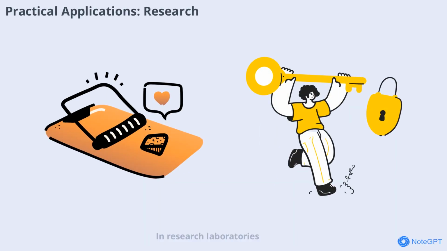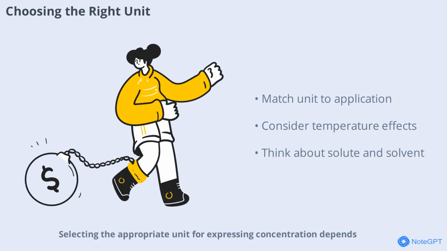In research laboratories, scientists use various concentration units depending on the experiment. Molarity is often used in chemical reactions, while mole fraction is important in physical chemistry studies. Accurate concentration measurements are essential for reproducible and reliable results. Selecting the appropriate unit for expressing concentration depends on the nature of the solute and solvent, the purpose of the solution, and the conditions under which it will be used. For example, use mass percentage for solid mixtures, volume percentage for liquids, and molality when temperature changes are expected.